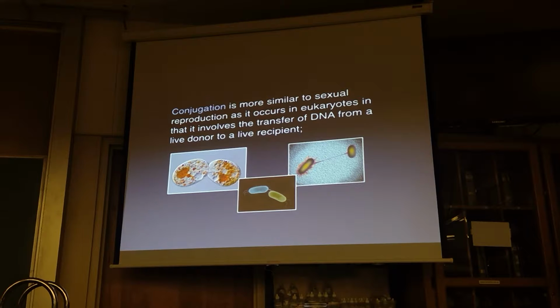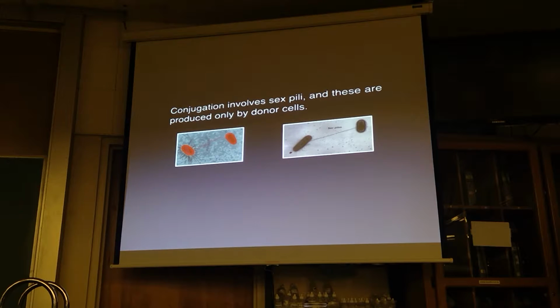The next mechanism of exchange or transfer is called conjugation. Again, that term is not restricted to bacteria, but conjugation as it occurs in prokaryotic cells is very different from conjugation as it occurs in paramecium. Again, it's transfer of DNA from a donor to a recipient. Transformation was transfer of DNA from a dead donor to a live recipient. Conjugation is transfer of DNA from a live donor to a live recipient. The significance of the donor being alive is that the donor has to make sex pili. Sex pili are involved in this operation, and they are only produced by live cells.